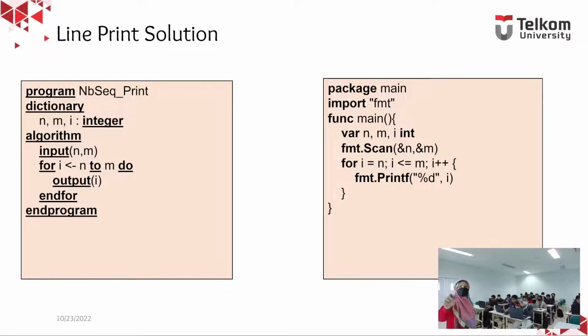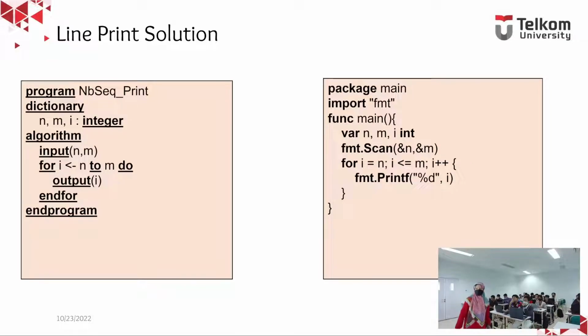For i equal to n. So this is the starting point. When i goes from n to m, because the question mentioned that you have to print from n to m, right? Please be aware of this limit. And then what is the action? The action is to print. So you will write output here: output i, end for, and end program.